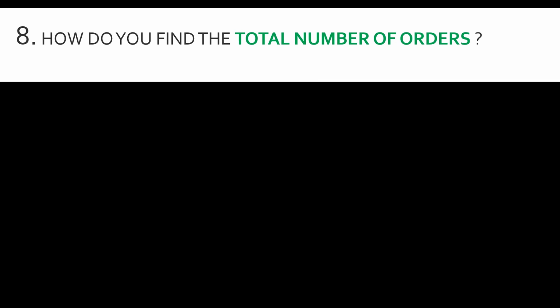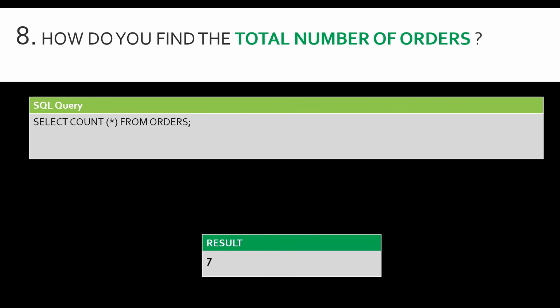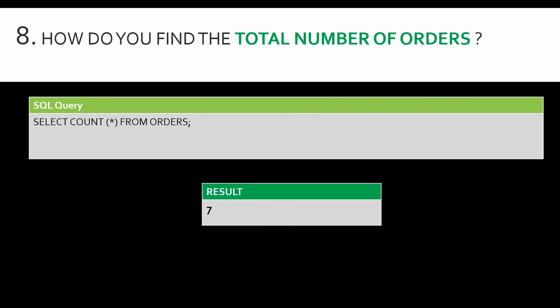Okay, moving on, question number 8. This is a very interesting question. How do you find the total number of orders? The interviewer might just ask, how do you find the total number of orders in the database? The syntax for that is count star. So if you run select count star from orders, it will give you the number of records in the table. In our case study example, we had 7 records, and that's the reason the result would have returned 7.